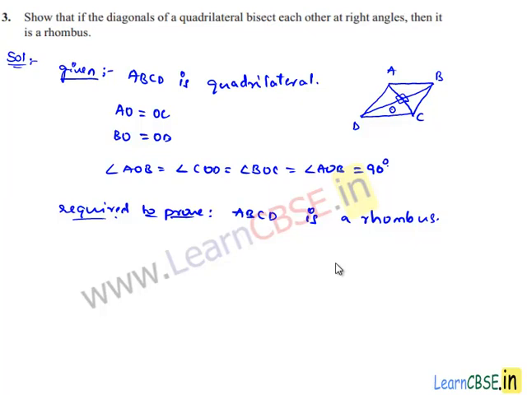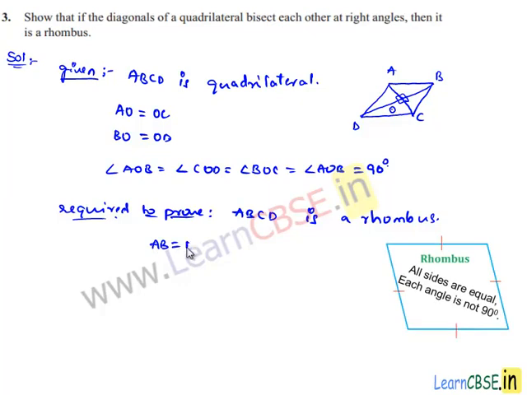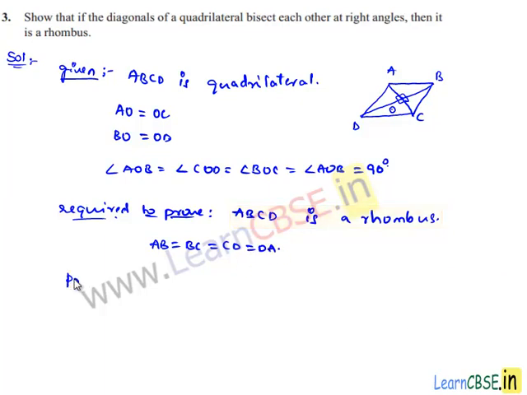We know the properties of rhombus, that in rhombus the diagonals bisect each other perpendicularly and all the sides will be equal. Here initially the condition is given that diagonals bisect each other perpendicularly. Hence we need to prove that all the sides are equal, that is AB is equal to BC is equal to CD is equal to DA. Now moving on to the proof.